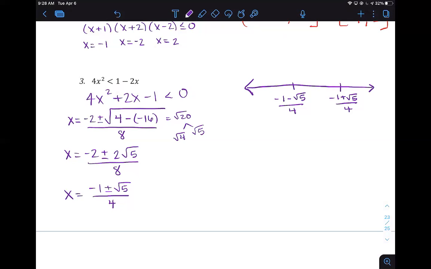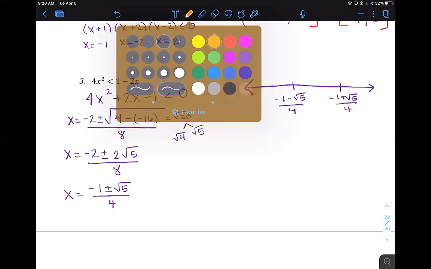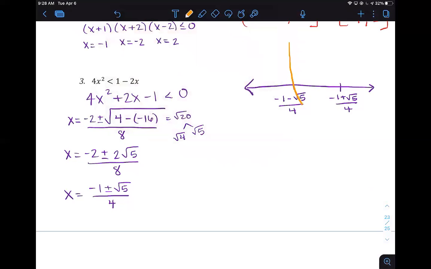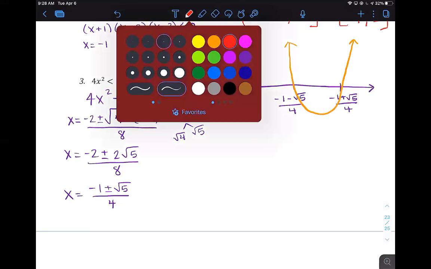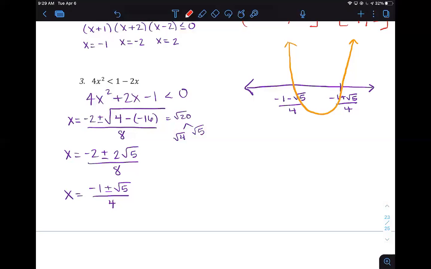It's a parabola. What's our value for A? 4. Is that positive or negative? Positive. So is our graph facing up or down? Up. So we have a parabola facing up. That looks like this, right? We want to know where our graph is less than 0. Is that positive or negative? Negative. So we're looking for all of our answers that are underneath our x-axis, which would be the outside or the inside? The inside. So these are our answers.